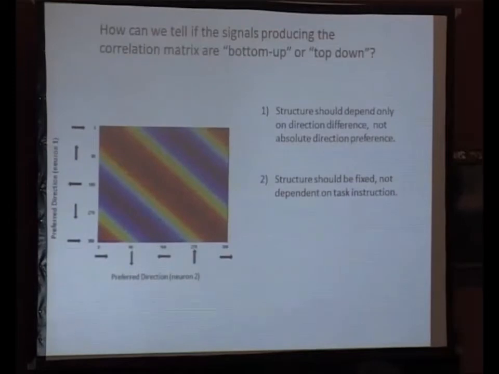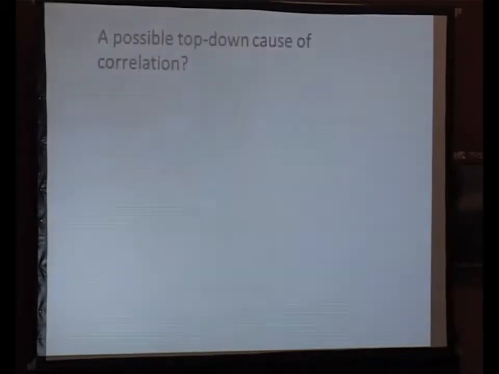And so that's really what I want to do. That gives you a handle on measuring it, which I particularly like because it avoids complicated semantic arguments about what is top-down and what is bottom-up. If I can measure a component of the correlation matrix which is variable with task instruction, then that's not bottom-up. That's all I want to call it. And so that's really my objective.